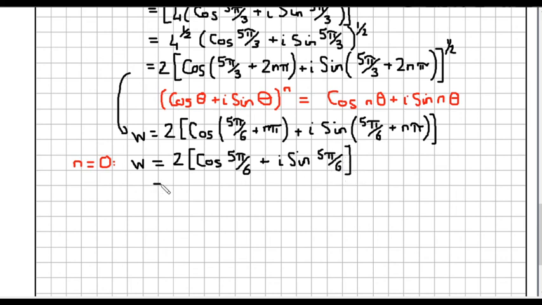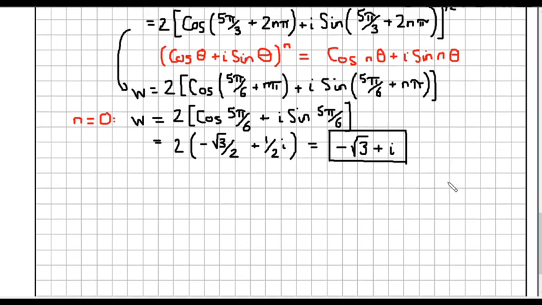Now, they want the answers in rectangular form, so that's what it is really in polar form, but we want to actually work these out. So cos of 5 pi over 6, if you're working that out on the calculator, make sure your calculator is in radian mode. But what you're going to get is minus root 3 over 2. Sine of the same angle is going to be a half. So just multiplying both of those by 2, you're going to end up with minus root 3 plus i. So that is one possible value for w.